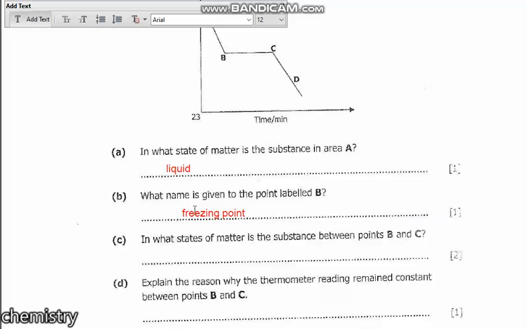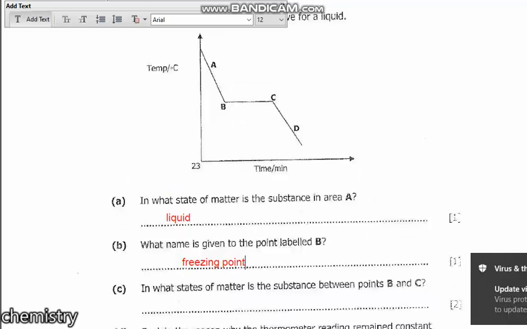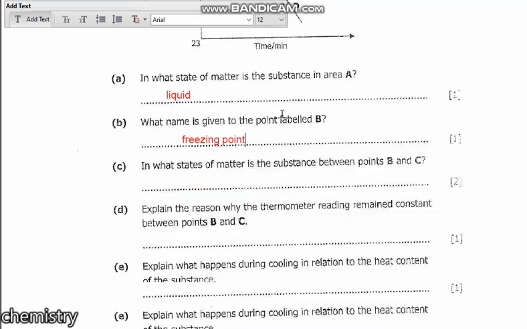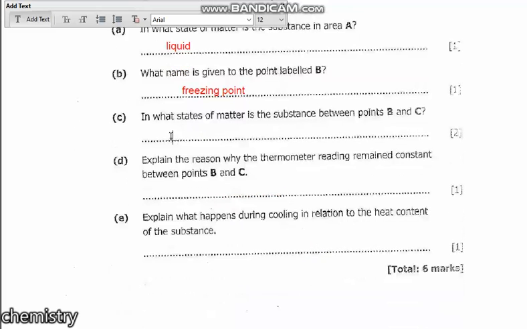In what states of matter is the substance between B and C? Like I said, since we are coming from liquid to solid, B and C, we are going to have two states of matter. That is both the liquid and solid.